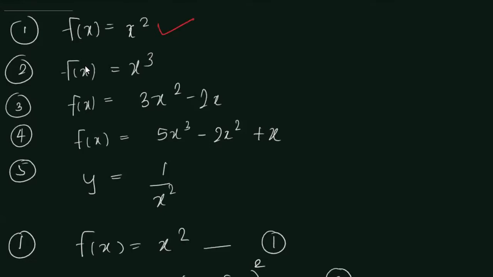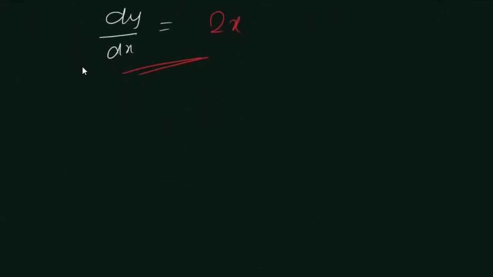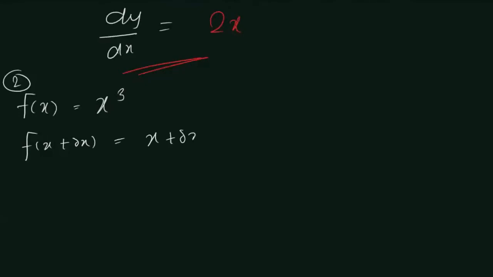So let's move on to the second problem, that is f(x) is equal to x cube. Let's quickly do this. I will give a small increment, f(x + Δx). So you have to give the increment to x also, (x + Δx) cube. This is the first expression. This is the second expression. So you need to subtract: second expression minus first expression.